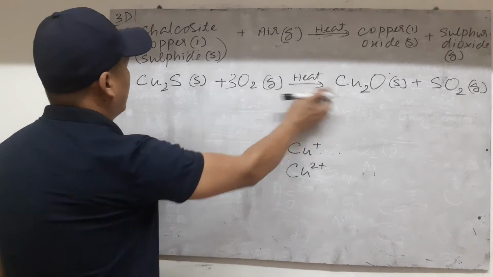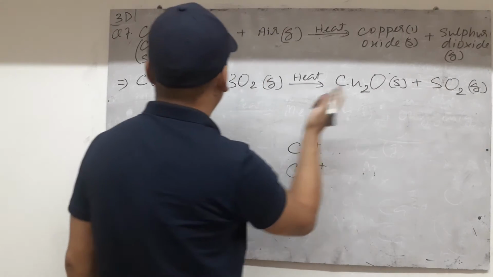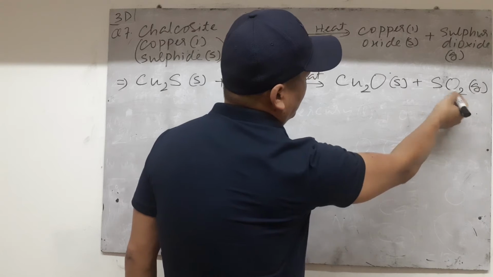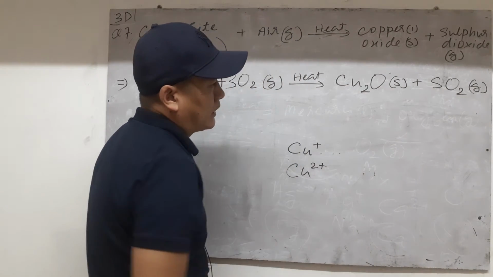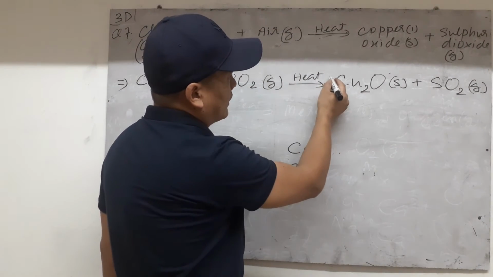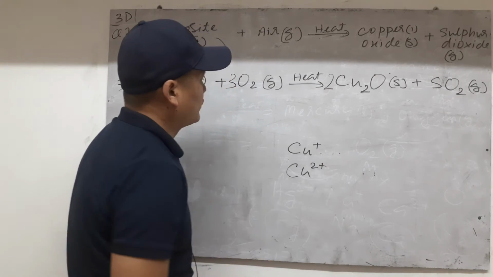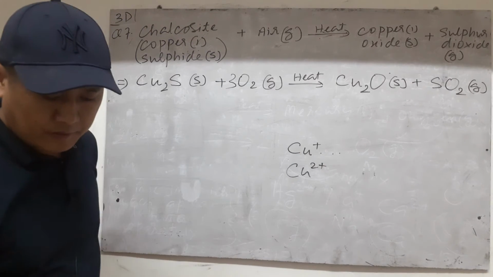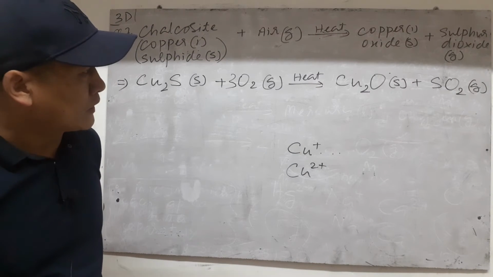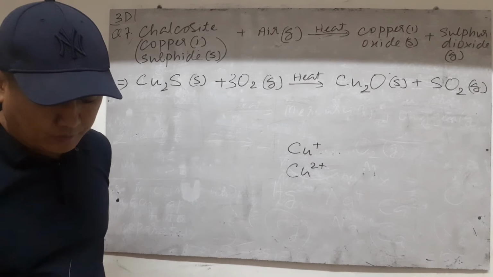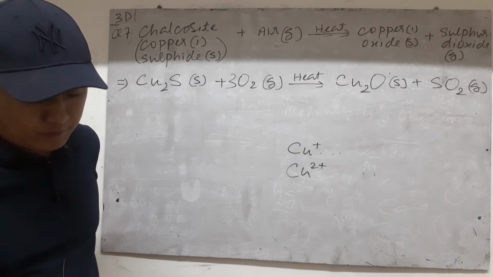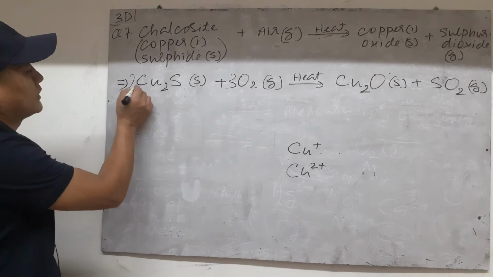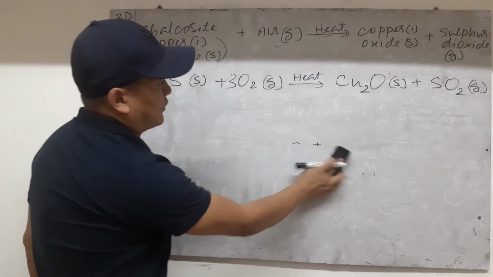Cu2, Cu2. S1, 1 sulfur. 3 2s are 6 O. So here 1 O and here 2. If you put 2 here, that will disturb this, so you just write this one here. 2 and 2. Yes, so number 7, 2 and 3, sorry. This is 2 and this is 3, sorry. So memorize that.